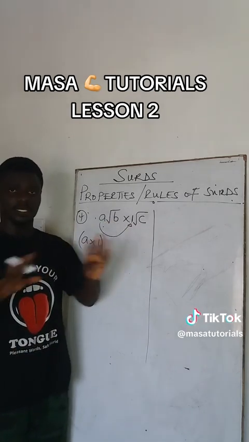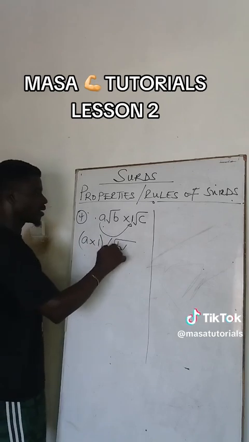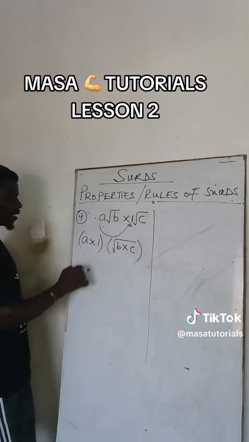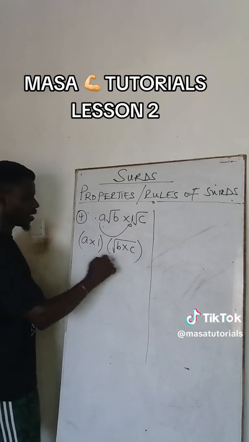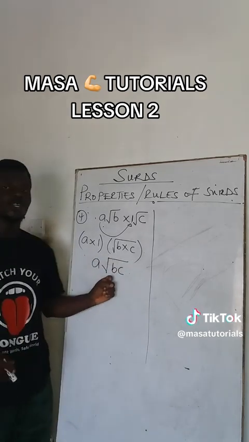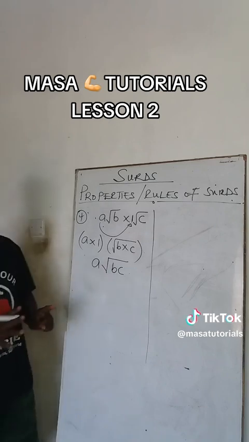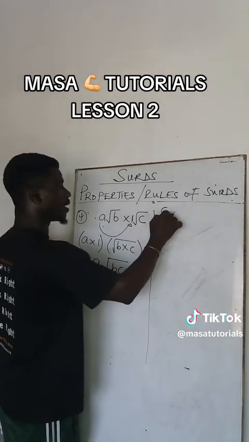Now square root of B, square root of C: B and C are in the same square root, so they also multiply. We have B times C. A times 1, we have A. Then B times C, which is BC. So we get A times square root of BC. So A square root of BC. Very, very simple.